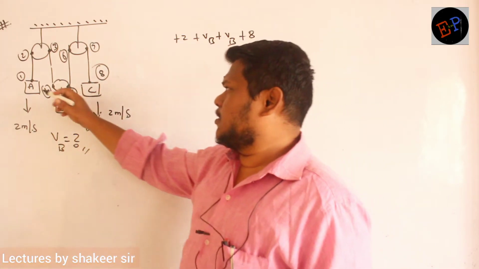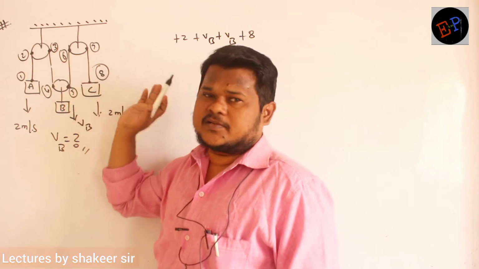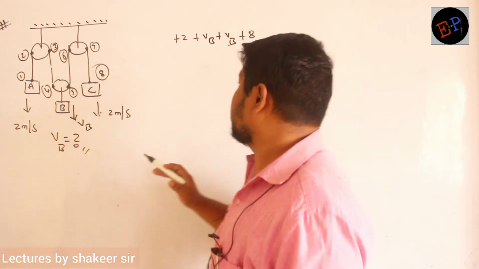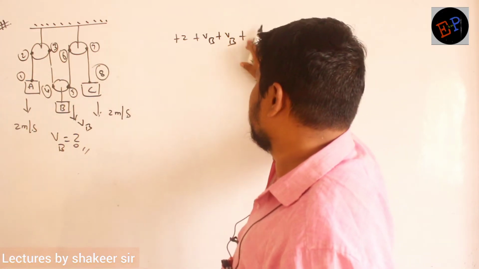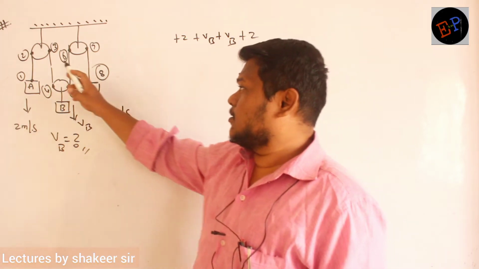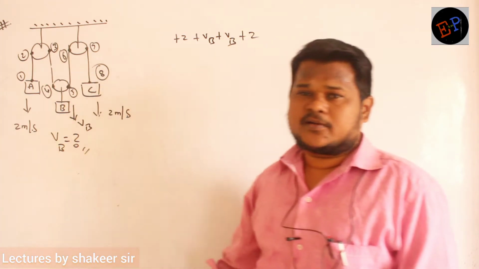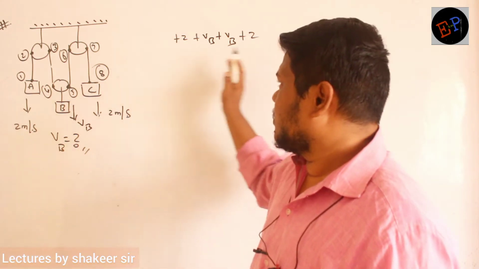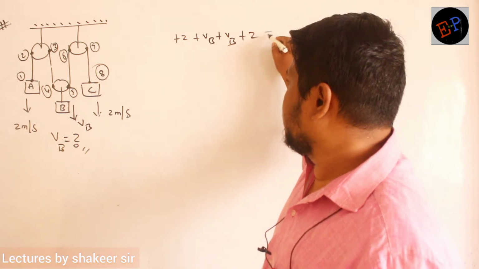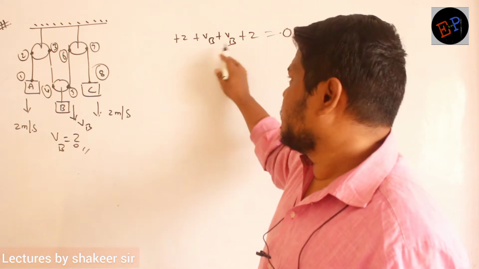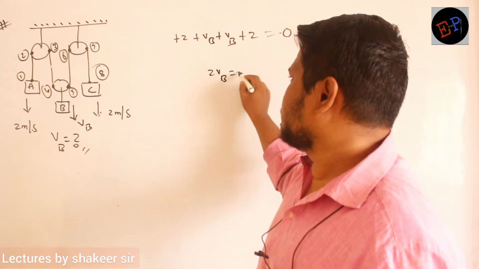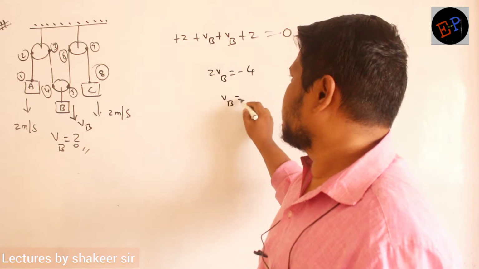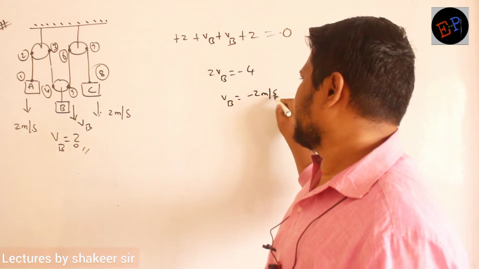And no need of taking velocities of 2, 3, 6 and 7. Clear? No need of taking 1, 2, 3, 4 velocities because they are present on stationary pulleys. Okay. And then what I have to do? Equate the total to 0. That's all, no? So I got 2 VB is equal to minus 4. So VB is equal to minus 2 meter per second.